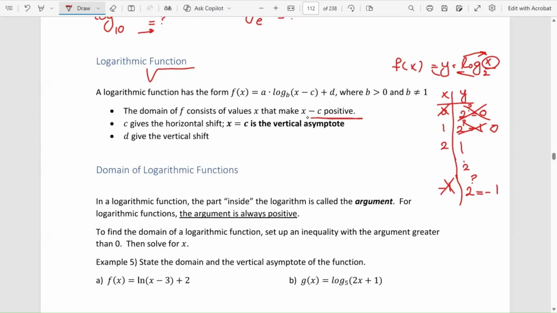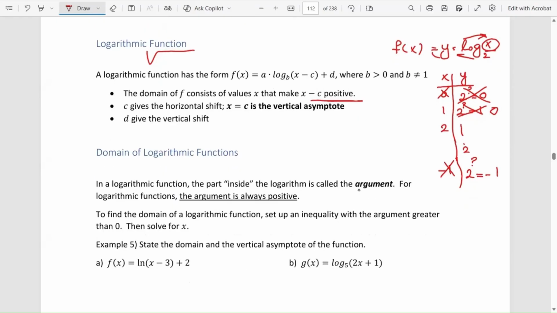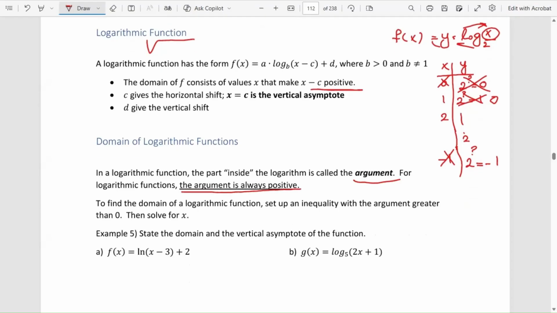And that helps me to find the domain, because the domain is all values that I am able to replace for x. So every time they ask me to find the domain, that means tell me what numbers I can replace for x. For that place, I am only replacing a number that makes it positive, not 0, not negative. So to find the domain of the function, the argument, or that place, must always be positive. So how do we find the domain? If they ask you to find the domain in example 5, you say whatever is inside the log must always be positive.